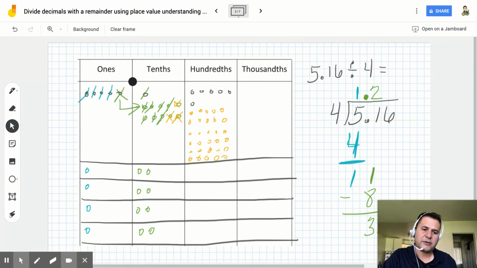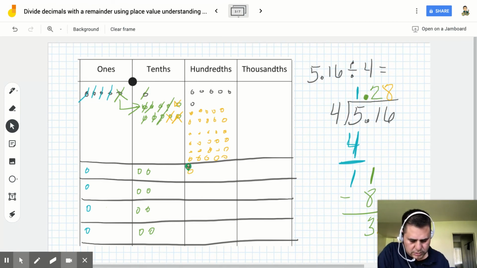Well, like before, let's think of that fact. What multiplication fact? 4 groups of what gives me 32? That will tell me how many go in each. 4 groups of 8. 4 groups of 8. Let's check.